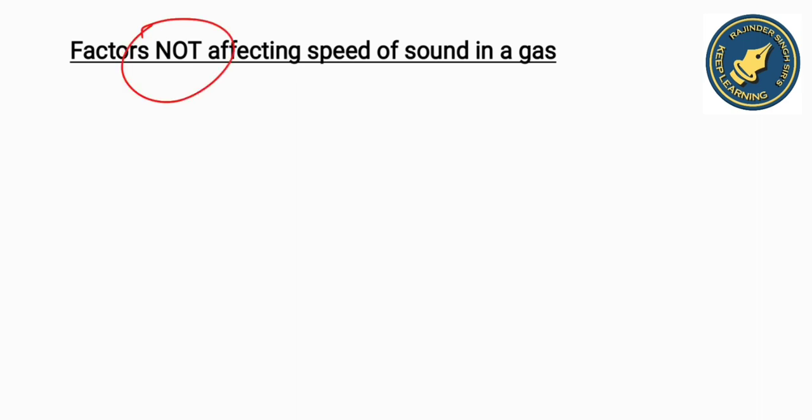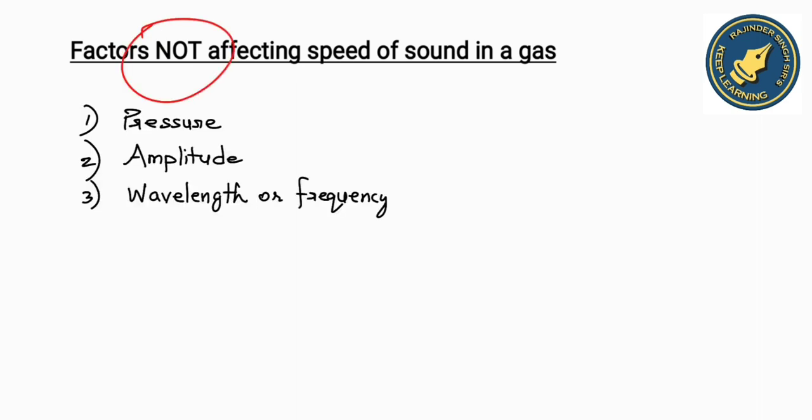Next is factors not affecting speed of sound in a gas. Not. That is the important word. So there are three factors. If pressure changes, that will have no effect on the speed of sound. Amplitude also has no effect. Whereas if wavelength changes, frequency will change, so overall the speed of sound remains the same. So these are the factors which are not affecting the speed of sound in a gas.